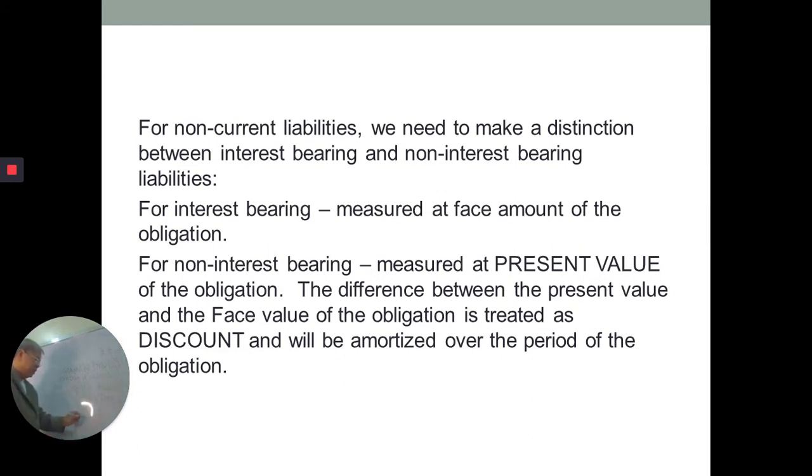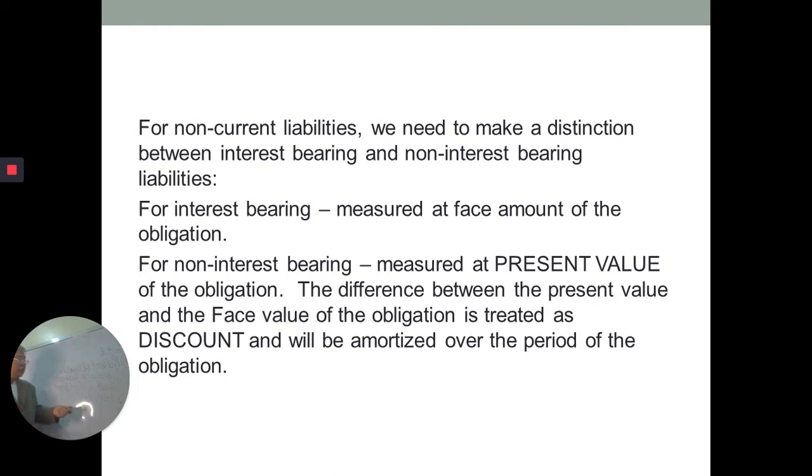Now, for interest-bearing liabilities, we have to understand that there are two types of interest. You have the nominal interest and you have the effective interest. The nominal interest is the amount of interest that is indicated in the promissory note. And the effective interest is the market rate of interest. Now, there are times that the nominal is equal to the effective, and there are times that they are not the same. The nominal could be higher than the effective, or the effective could be higher than the nominal. Okay, now what are we going to do with this one?